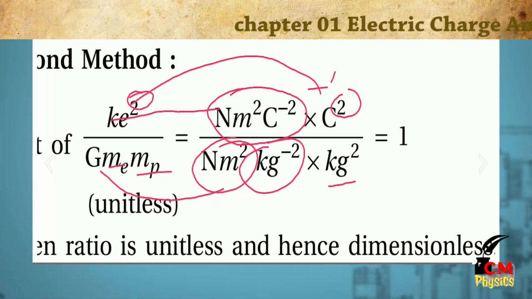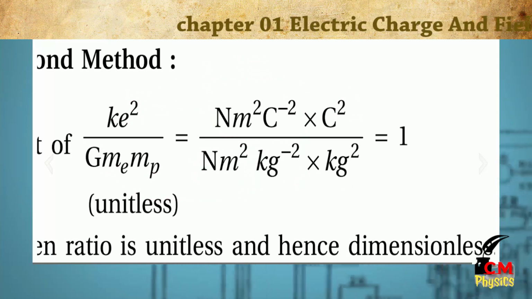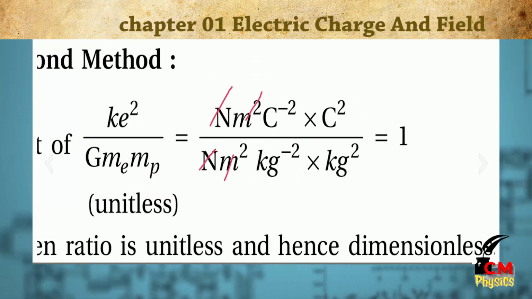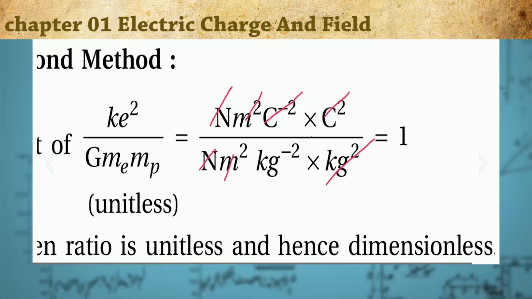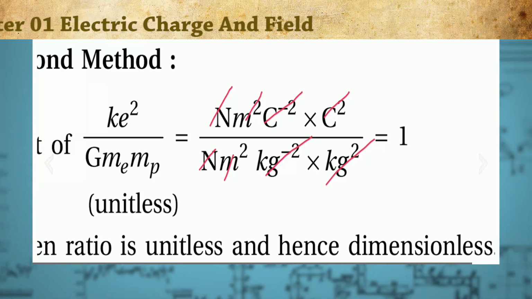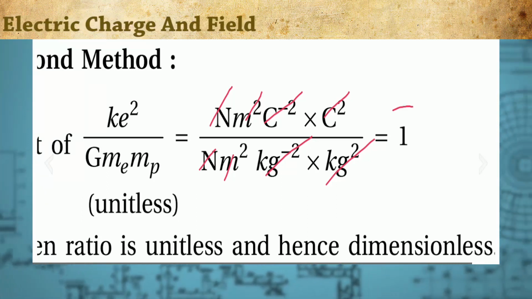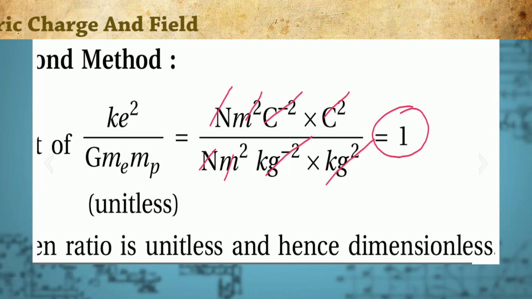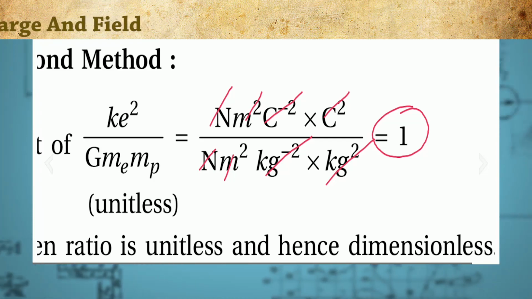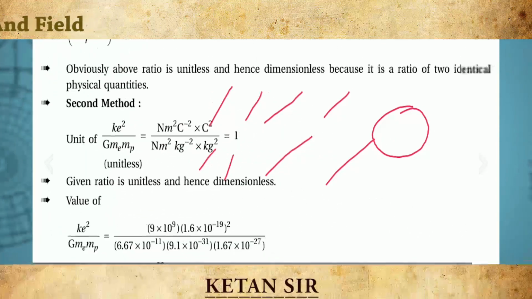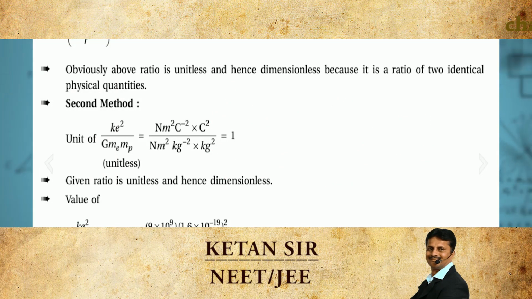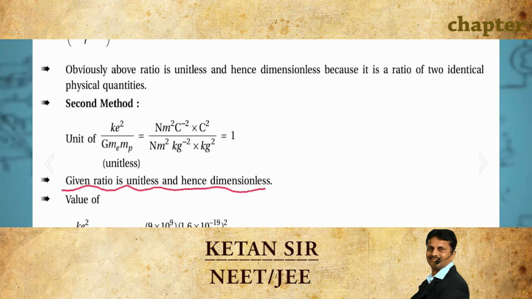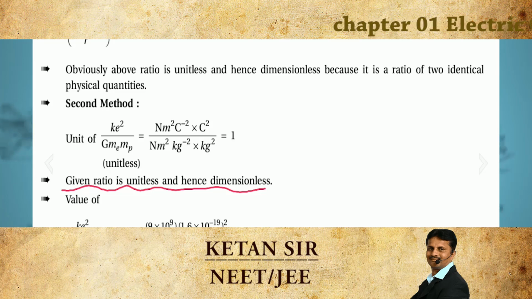After the cancellation, Newton cancels, meter cancels, Coulomb square cancels, and kg square cancels with the kg inverse square. All the units are cancelled, so the answer is 1, no unit. Therefore it is unitless. The given ratio is unitless, hence it is dimensionless.